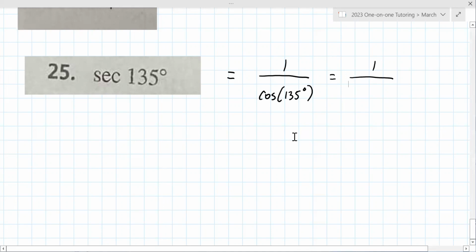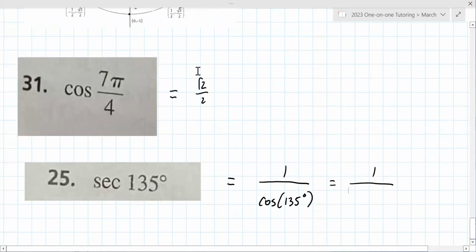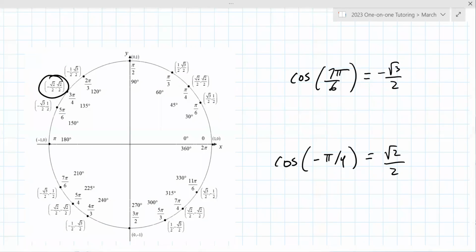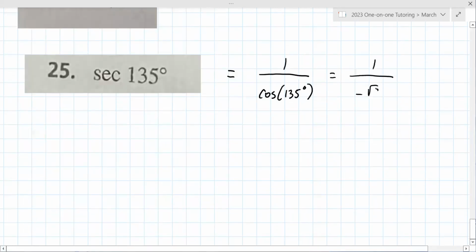It would be -1/2. So we're talking about right here. Oh, I was looking at the one right above it. I don't know why I said that. Negative radical 2/2.